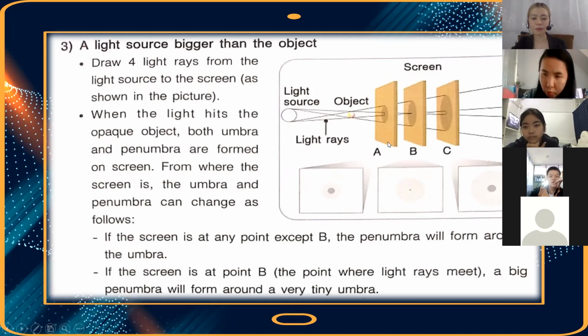Okay, look at screen A. How many shadows can you see? Two, we can see. What about screen B? How many shadows? Two. But on screen B, class, the umbra is very tiny while the penumbra is very large. That depends on how far the screen is from the object and the light source. So we have three scenarios.